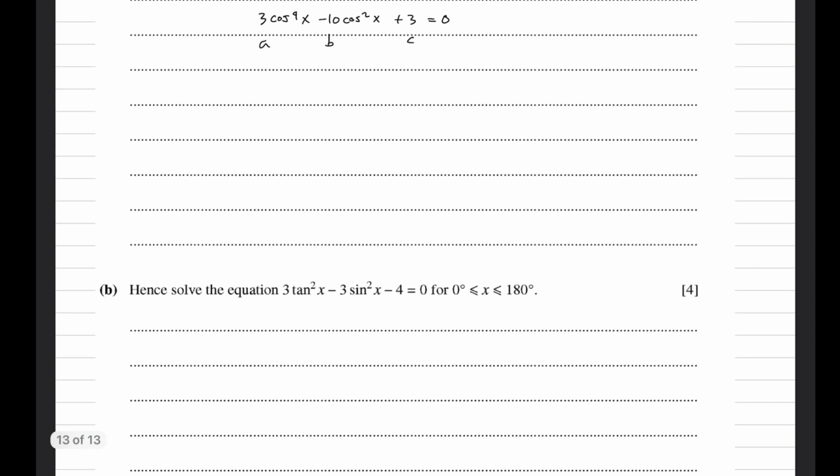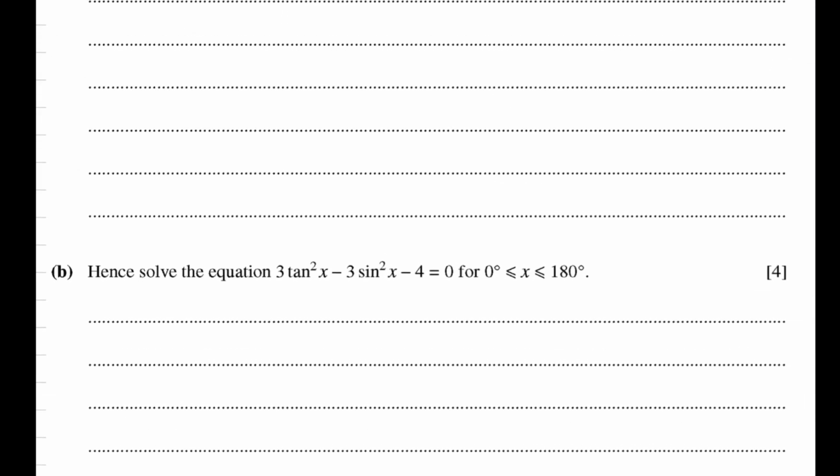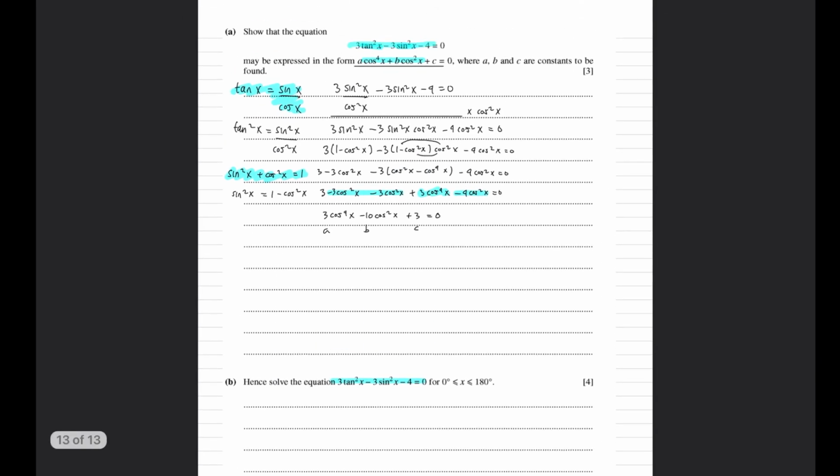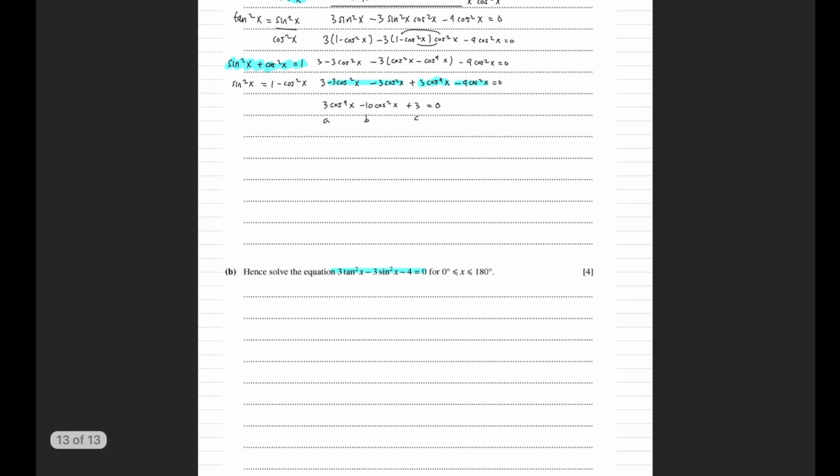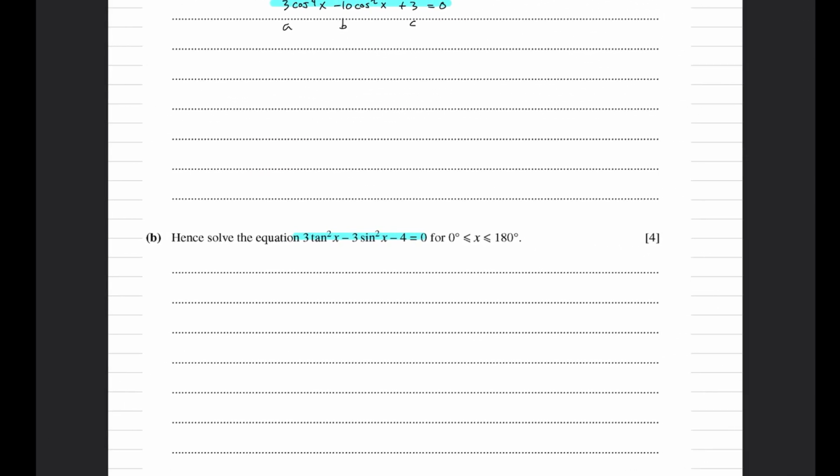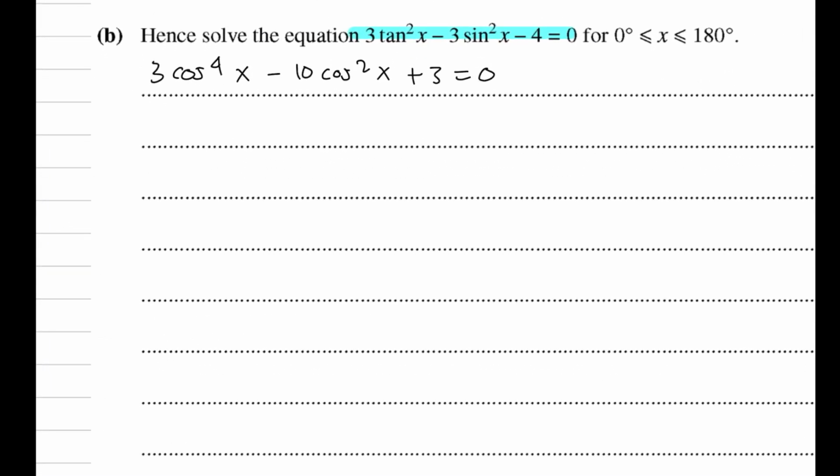The next one, we are asked to solve the equation for x between 0 and 180 degrees. As you can see, this is exactly the same thing as this, so we can change it into this form because we already proved it is correct. So we can change it into 3 cos exponent 4x minus 10 cos square x plus 3 equals 0.